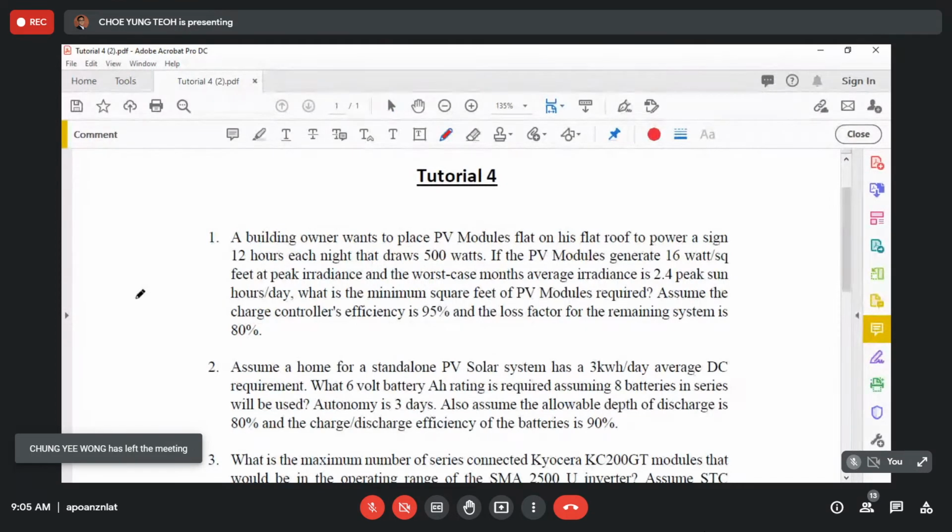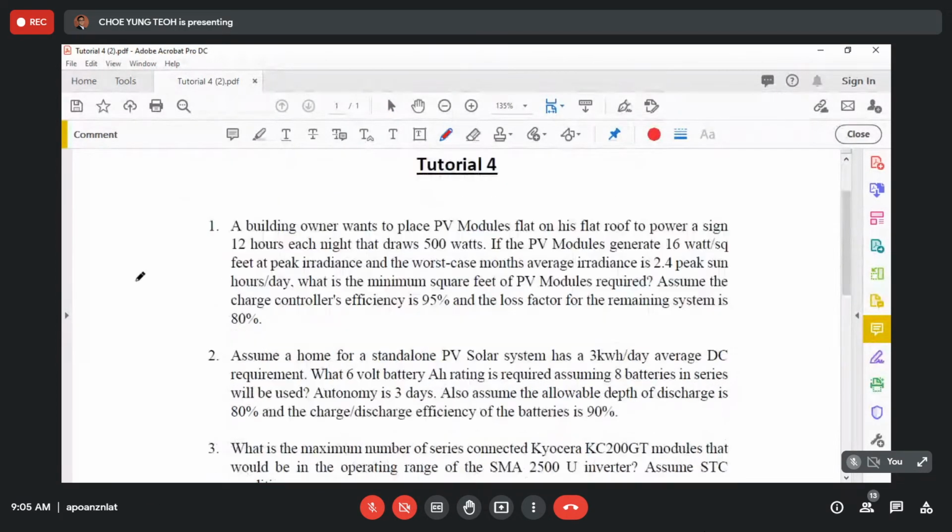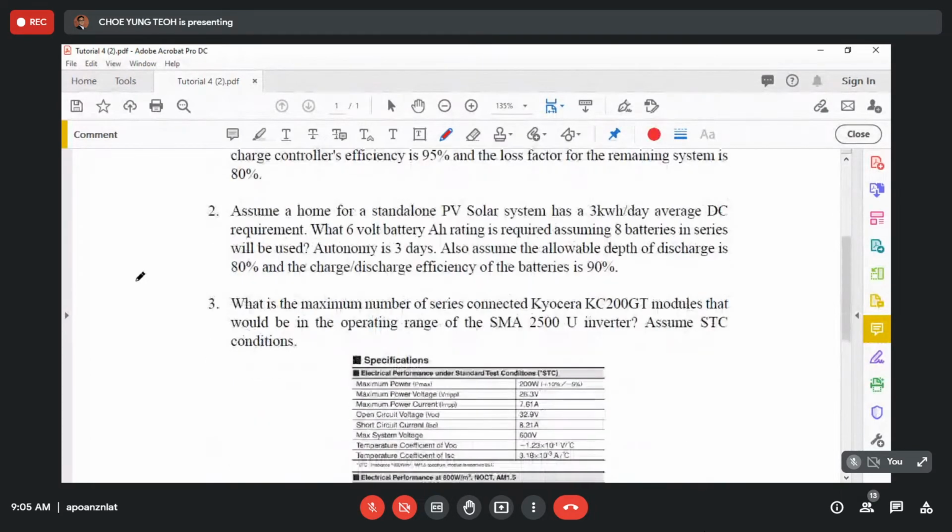Okay, let's start. Let's continue on tutorial 4, question number 2. Assume a home for a standalone PV solar system has a 3 kilowatt hour per day average DC requirement. So it means that in one day you need 3 kilowatt hour, to power a house. What 6-volt battery AH rating is required, assuming that 8 batteries in series will be used?